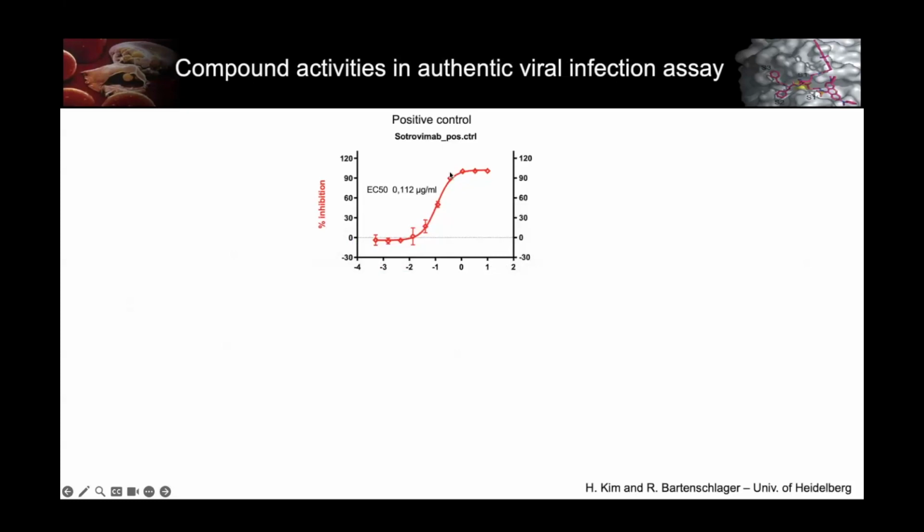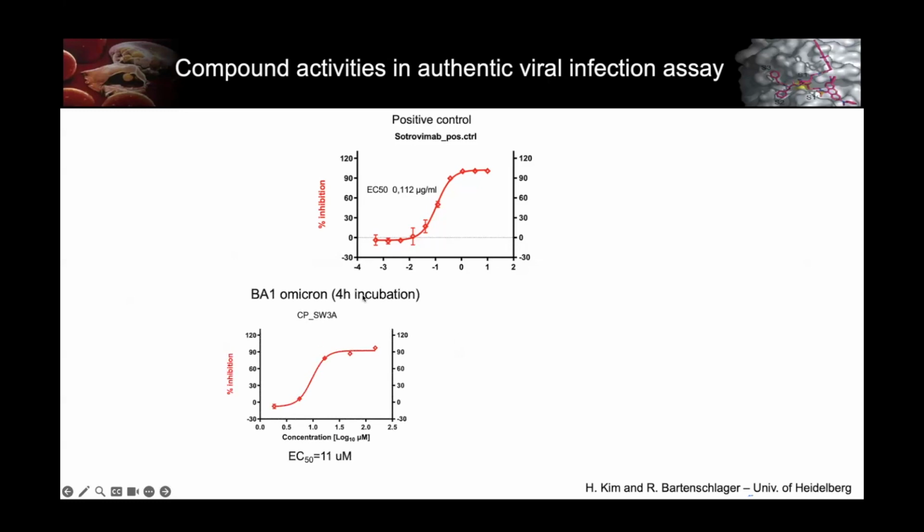We then tested it in viral infection assays with Ralph Bartenschlager's group at University of Heidelberg, and you can see this is just a control showing inhibition of viral entry. And then when we took our best compound against BA1 Omicron, which is the actual spike protein we used for our panning, we get a reasonably good inhibitor. It's not great, it's 11 micromolar, but it's still inhibiting quite well.